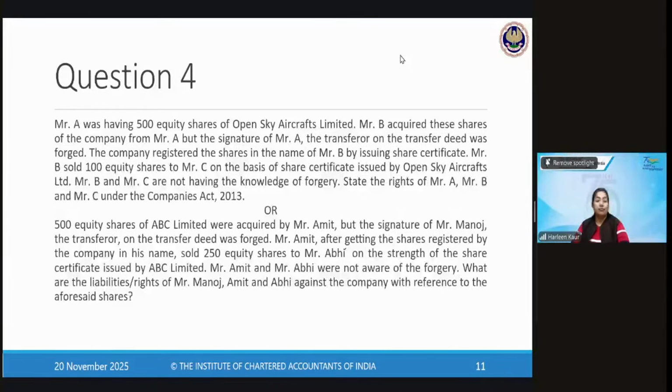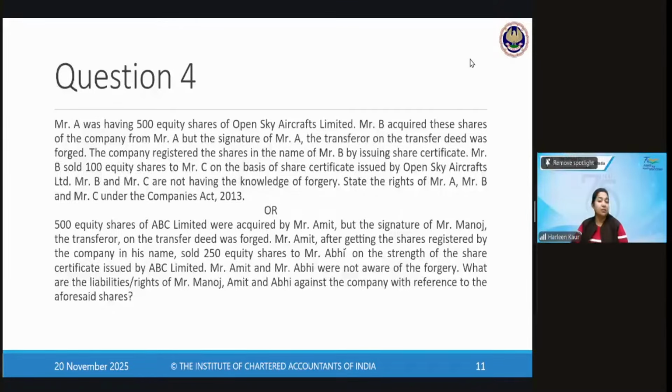Mr. A is having 520 shares of Open Sky Aircrafts Limited and acquired these shares from Mr. A, but the signature of A, the transferor, on the transfer deed was forged. The company registered the shares in the name of Mr. B by issuing a share certificate. Mr. B sold these 100 equity shares to C on the basis of that share certificate issued by Open Sky Aircraft Limited. B and C do not have any knowledge about the forgery.